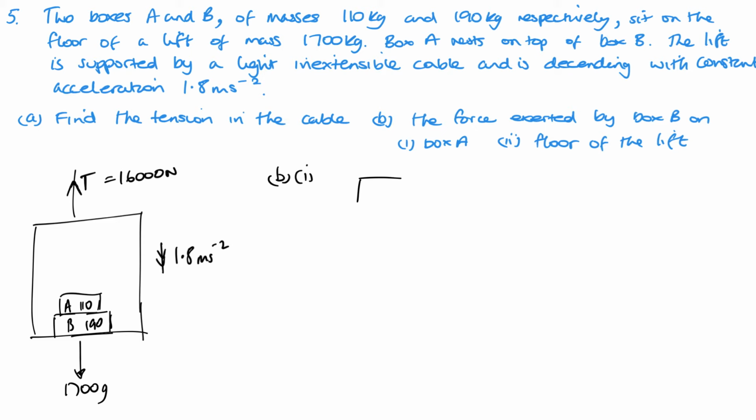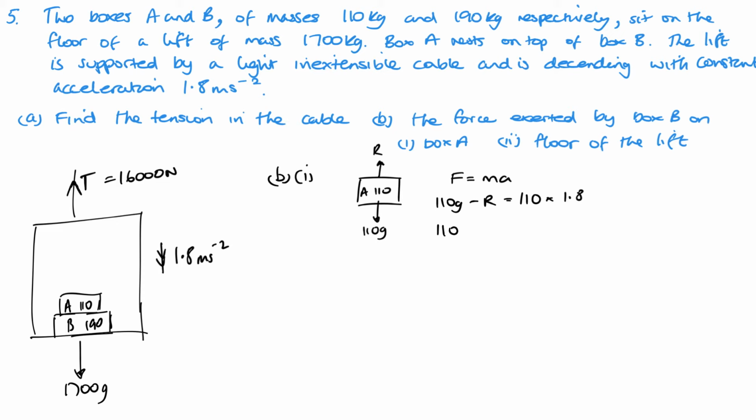Now for this one, the force exerted by box B on box A is going to be the same as the force exerted by box A on box B. So if I think of box A, it's going to have a normal reaction R. Going down is going to be my 110g. So if I think of F equals ma, we know we're moving in a downward motion, so it should be 110g minus R equals 110 times 1.8. And it's also obvious because if R was bigger, this would actually start to move upwards, which wouldn't make any sense.